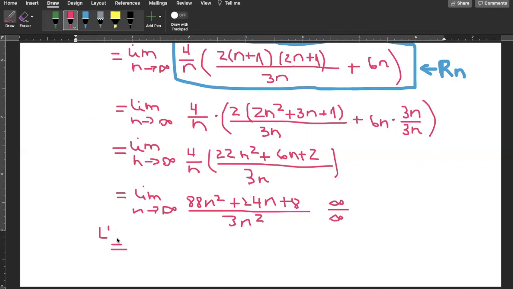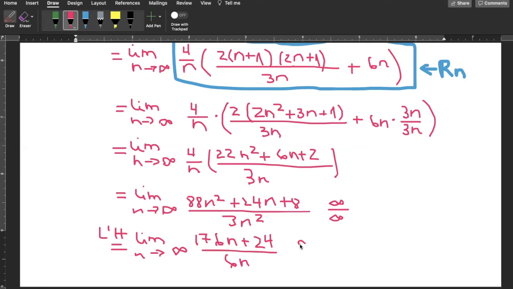So that would become the limit as n approaches infinity. The derivative of 88n squared would be 88 times 2n, which is 176n, I believe. And the derivative of 24n would be just 24, and then derivative of 8 would be just 0. And here we'll have 6n for the derivative of the denominator.